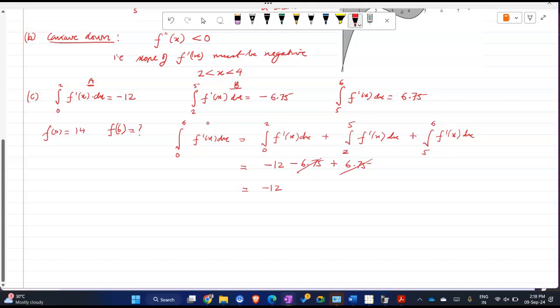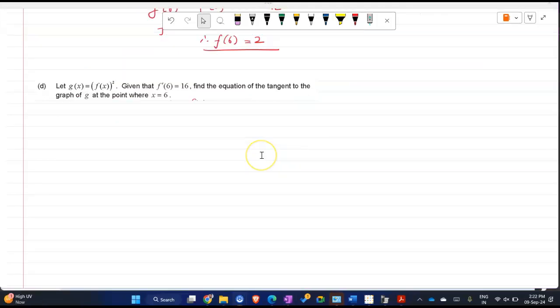Now the integral of f'(x) is the integral of f'(x). What is the integral of f'(x)? Integral of f'(x) is f(x). So f(6) minus f(0). Yeah. Now they've given you f(0). Correct. So what you need to do is, when x is 6, there are two things you have to do.